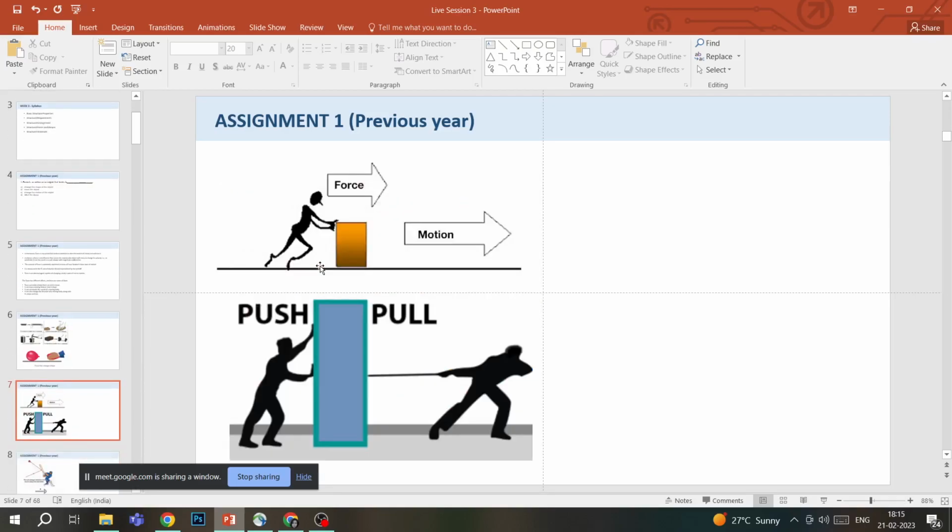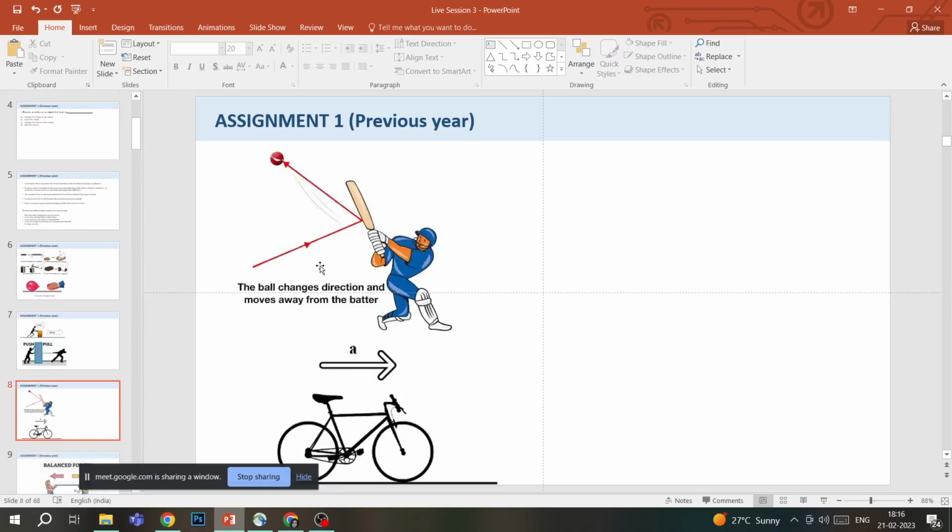Second, force can make a body move. When you put force on an object, you get some kind of motion in that body, and these kinds of forces can act in two ways. You can push an object or you can pull an object to move it. So force can be used to move the object.